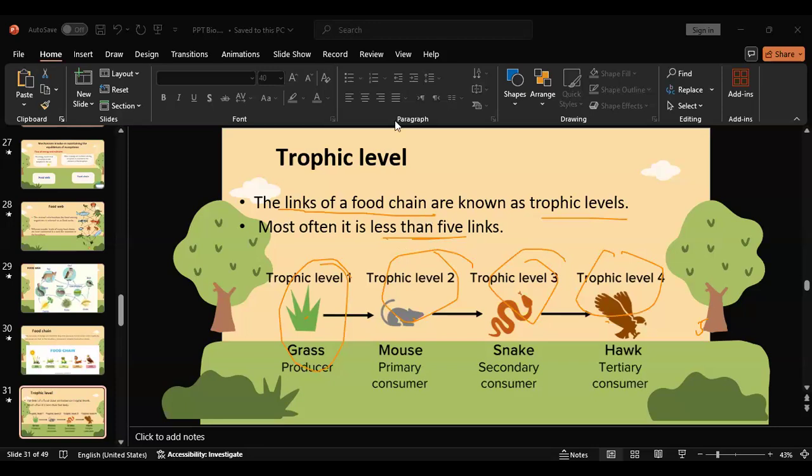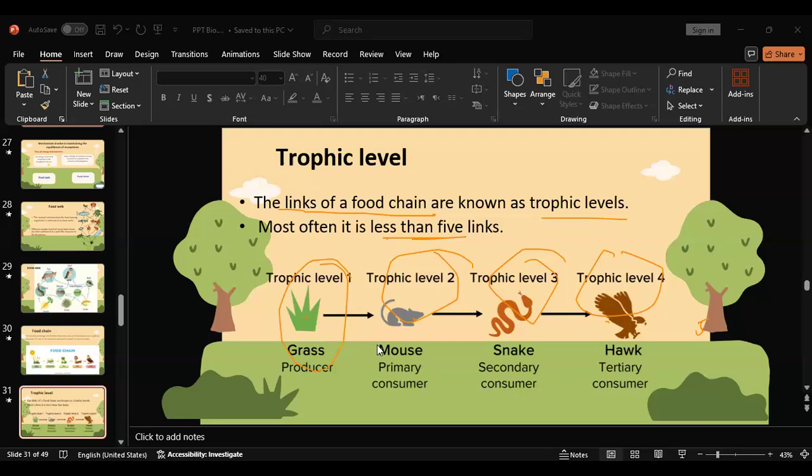Sometimes in the examination, the question will be given in statement format, and sometimes they will ask about a particular statement. That's why I'm mentioning these points. We can't predict only 4, only 3, or only 5, but most of the time it is less than 5 links. Links mean what? That is the trophic level.